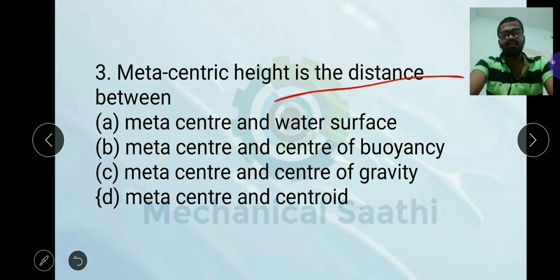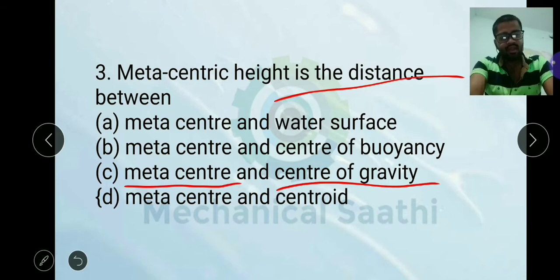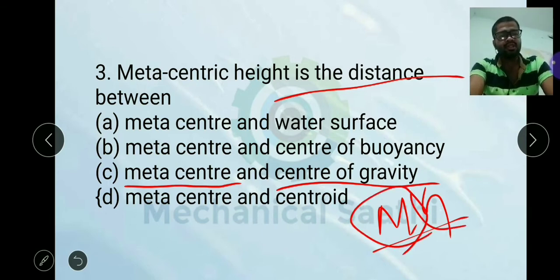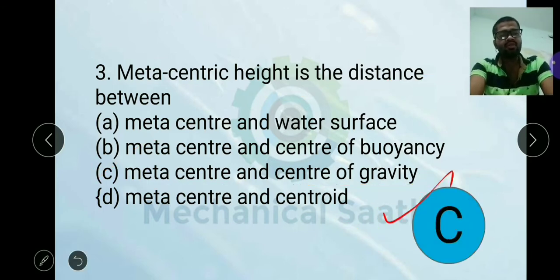So metacentric height is the distance between the metacenter and the center of gravity. It is represented by MG, where M stands for the metacenter and G stands for the center of gravity. So option C will be correct here. Moving next, C will be the correct one.